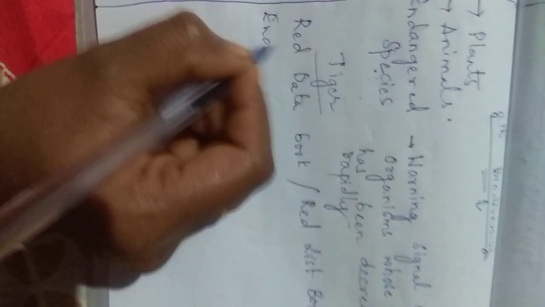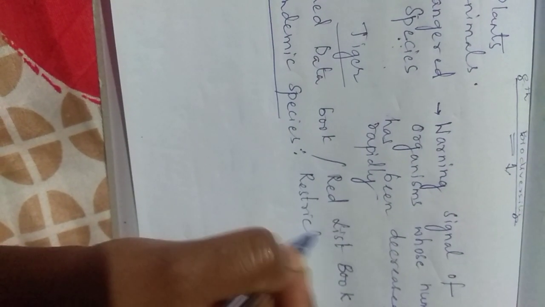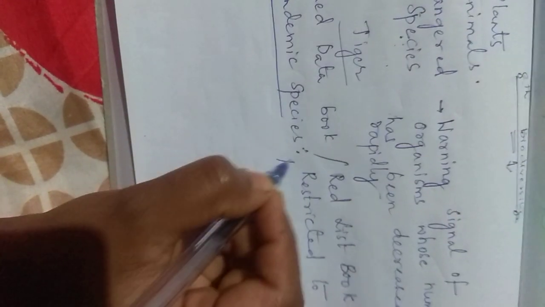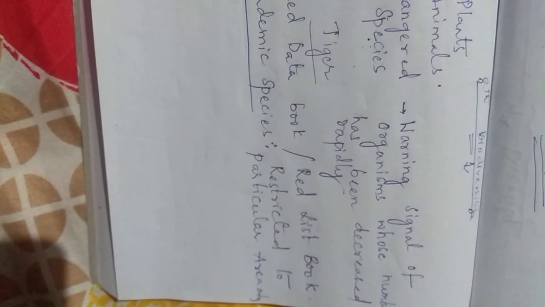Next, endemic species. The next definition is endemic species. The species which are restricted to a particular area. Particular area only. Only in a certain area some species will be there. Species means both plants and animals. They are called endemic. Endemic means they will be present only in that area. In other areas they will not be present.